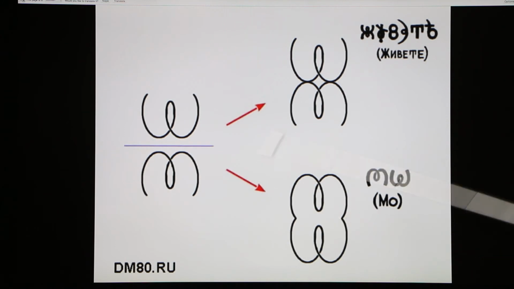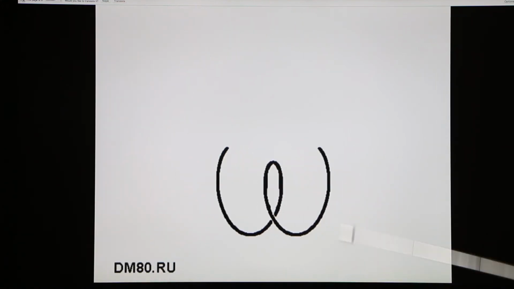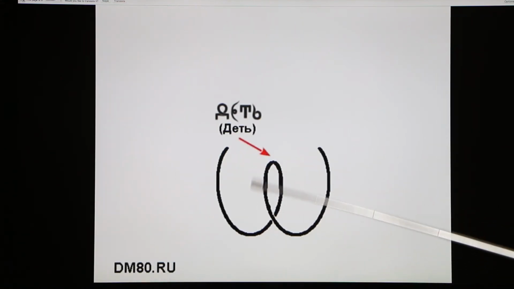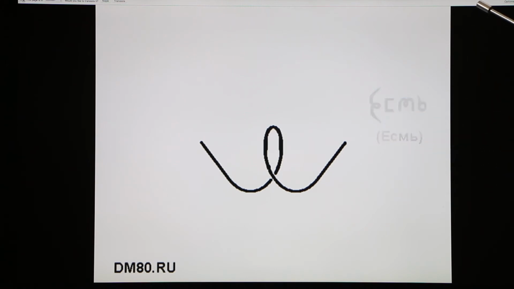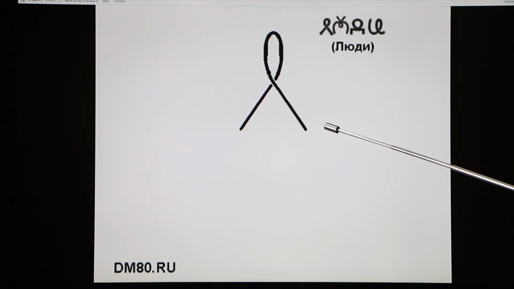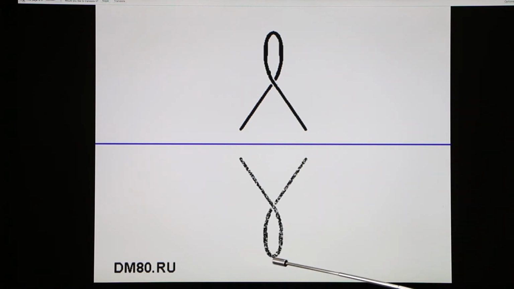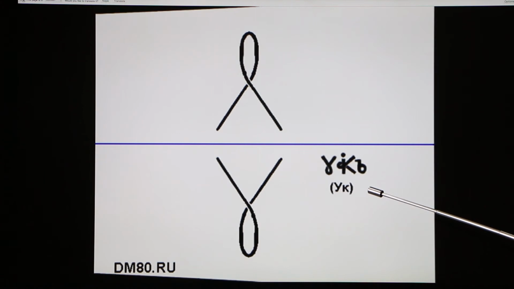And then I put those 2 together and I get shivete and mo, depending on how I combine them. And then I take this, which is dete, and I do this, and it becomes yesm. And I do this, and it becomes liude. And I do this, and I get that form uk, which we saw as the essence of the male.